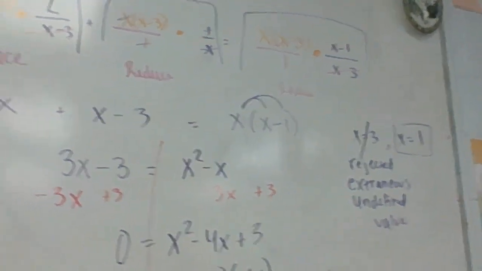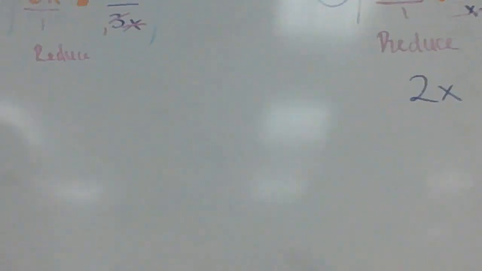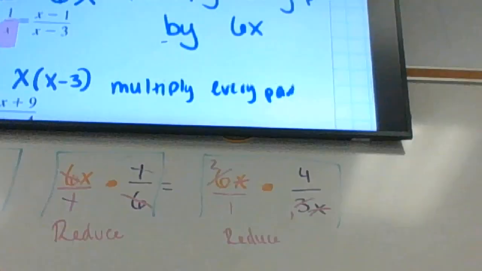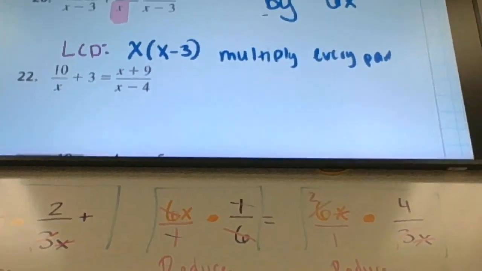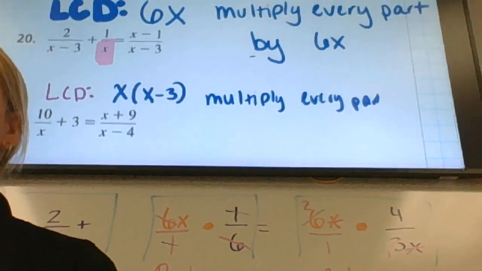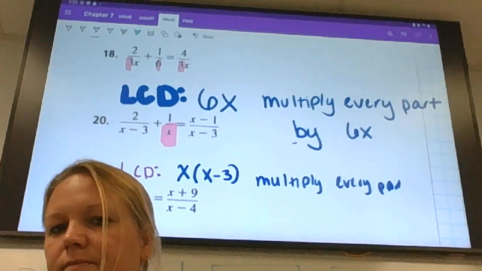All right, I got one more, number 22. And then you'll have 3 odds to practice on your own.